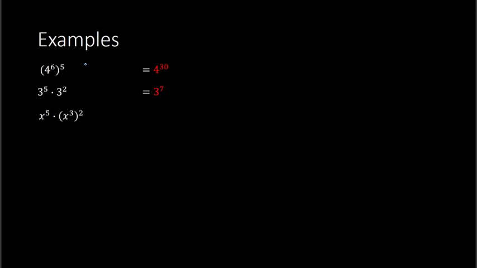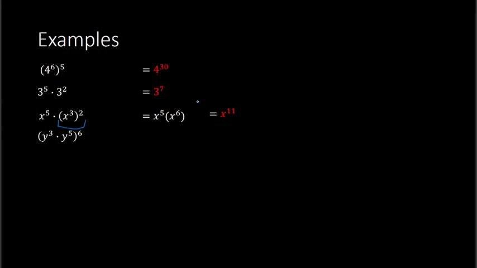Here we have a combination of multiplication as well as the power rule. So here we have a power to a power. X to the 3rd power, raised to the 2nd power. Power to a power, we multiply, so 3 times 2 is 6. So we have x to the 5th power times x to the 6th power. And now with multiplication, we add the exponents, 5 plus 6, to get 11. So my solution is x to the 11th power.